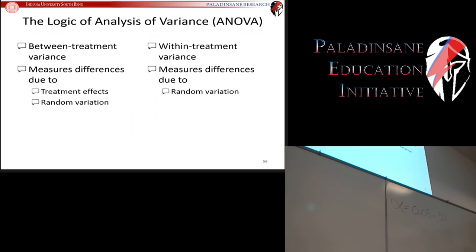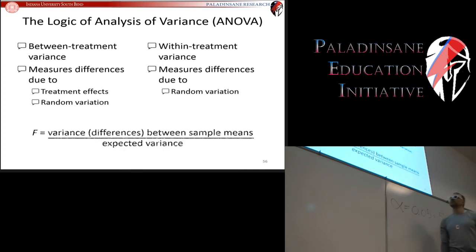And because of that, that is our door to get to treatment effects. Because what we can do is we can now calculate how much variance is there between the samples and how much variance could we have expected. Because the variance between the sample means, that is your treatment effects plus random variation, right?